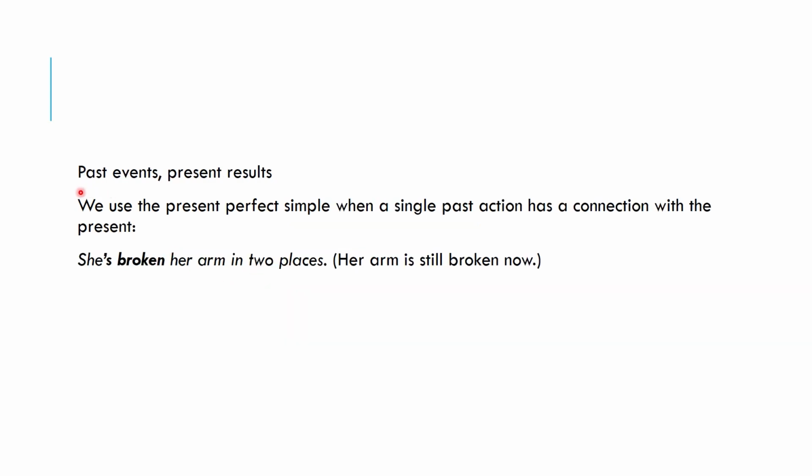Now, the other usage is that we use present perfect to talk about past events and present result. The things that happened in the past, but we have the result in the present. We use the present perfect simple when a single past action has a connection with the present. Look at the example. She has broken her arm in 2 places. Now, what is the result now? Her arm is still broken. So, we use this to talk about past events which have a connection or a sign in the present.